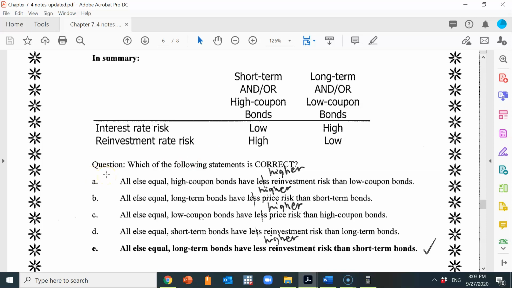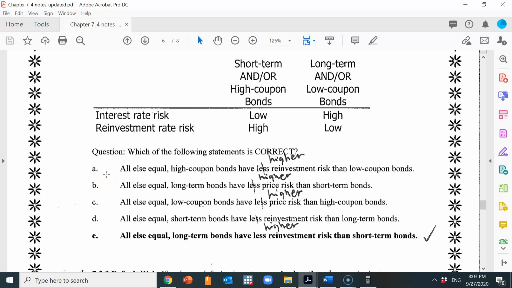Question, which of the following is correct? Option A is not correct because high coupon bonds should have higher reinvestment risk. Option B is not correct because long-term bonds should have higher price risk. Option C is not correct because low coupon bonds should have higher price risk. Option D is not correct because short-term bonds have higher reinvestment risk. Option E is correct. Long-term bonds have less reinvestment risk. So we can answer this question according to the graph here.